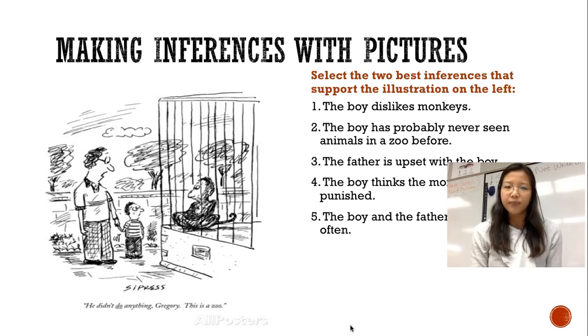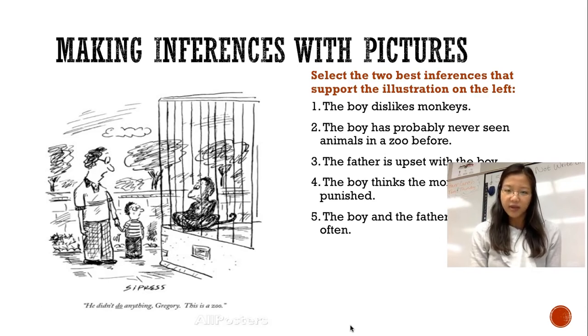Let's take a look at why. Number 2 says the boy has probably never seen animals in a zoo before. What in the illustration supports this? Well, one thing, the boy is surprised. That is evidence. That is explicit meaning to show that the boy has probably never seen animals in the zoo before. Number 4, the boy thinks the monkey is being punished.